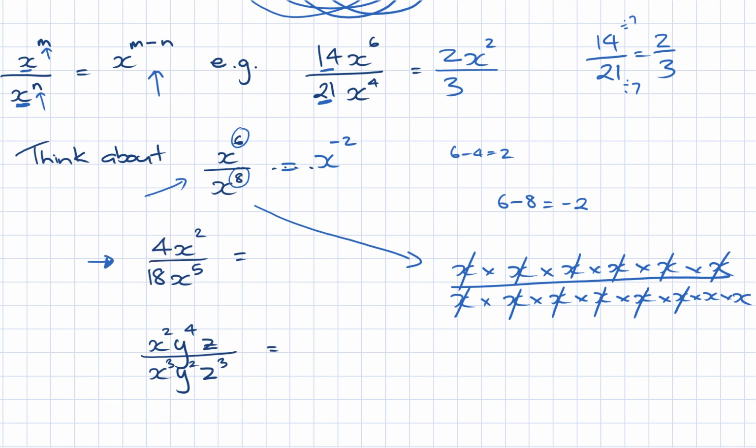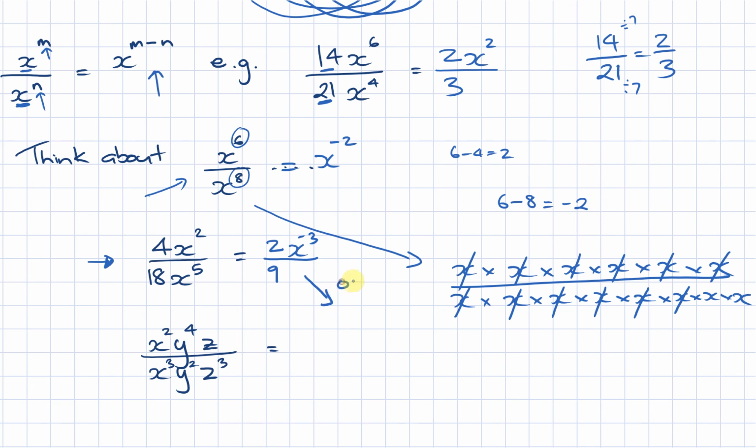4 divided by 18, I need to simplify that. So I get 2, so dividing both by 2, so 2 over 9. Then I've got x squared divided by x to the power of 5. 2 minus 5 is negative 3. So I can write it like this. So 2x to the power of negative 3 divided by 9. That would be my final answer.